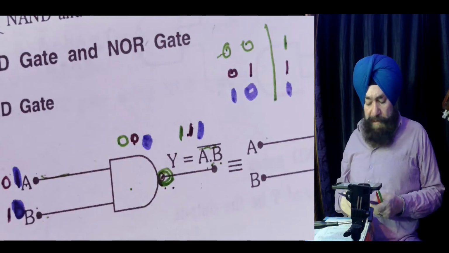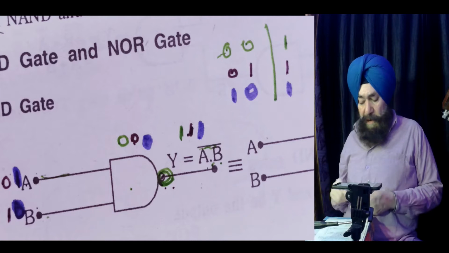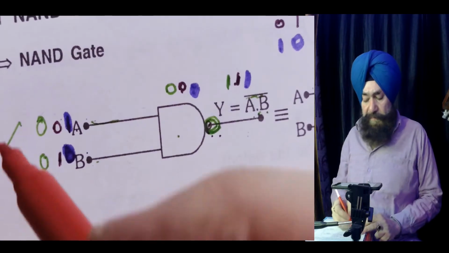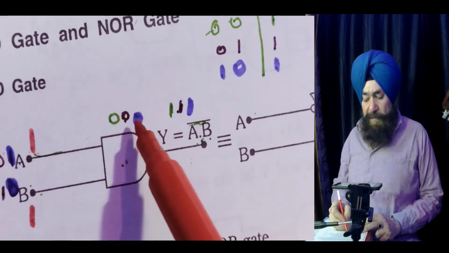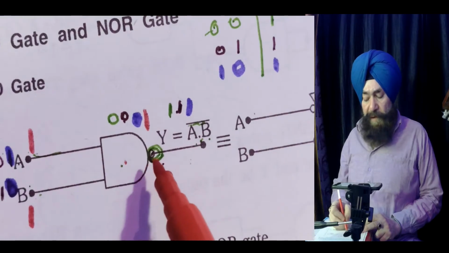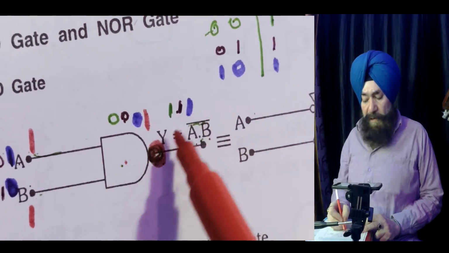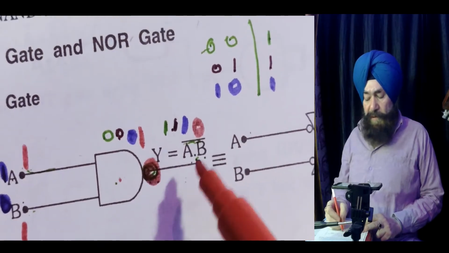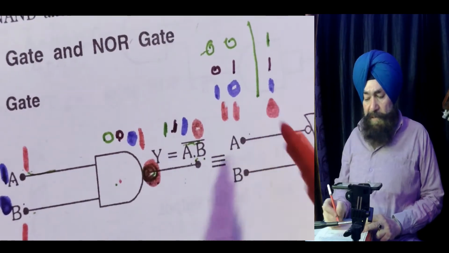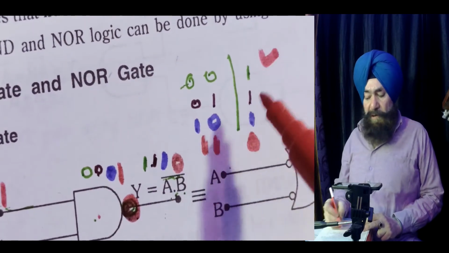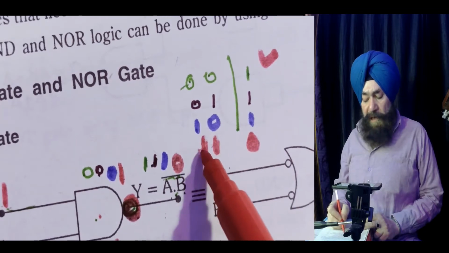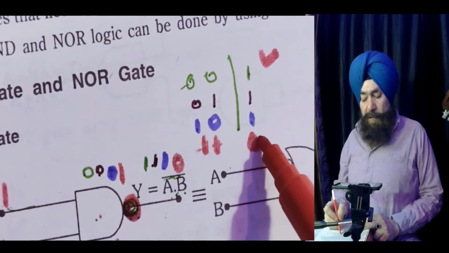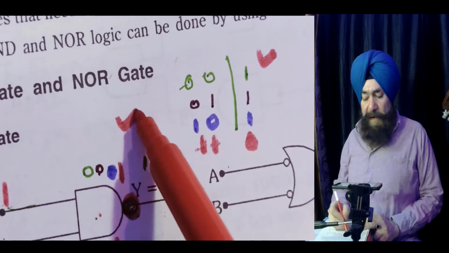So lastly, there is 1, 1. If 1 and 1, AND gives 1, and this is a NOT, so it turns to 0. That means 1, 1 gives 0. So this is the truth table of the NAND gate. Output is low if all the inputs are high. This is our NAND gate.